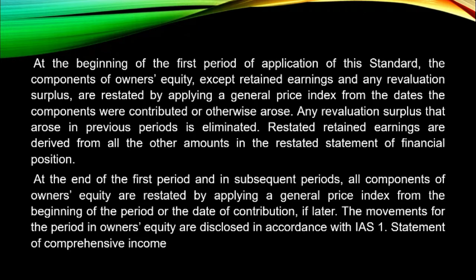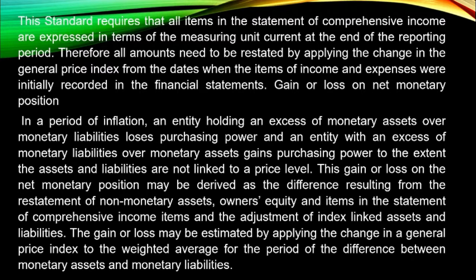At the end of the first period and in subsequent periods, all components of owner's equity are restated by applying a general price index from the beginning of the period or the date of contribution if later. The movements of the period in owner's equity are disclosed in accordance with IAS 1, so a statement of comprehensive income. This standard requires that all items in the statement of comprehensive income are expressed in terms of the measuring unit current at the end of the reporting period.